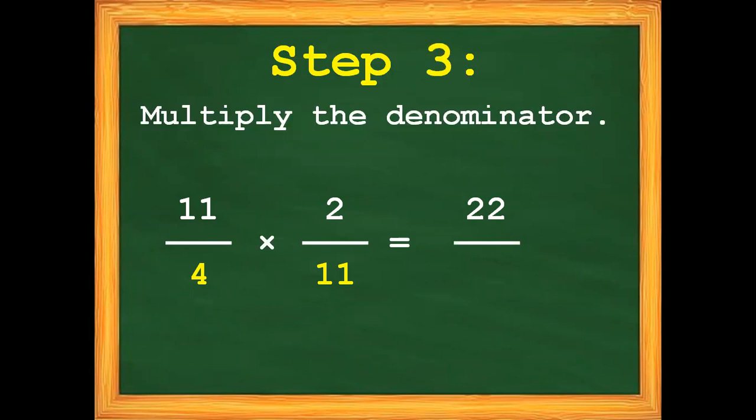Step number 3, multiply the denominator. We have 11/4 times 2/11. So let's multiply 4 and 11. 4 times 11, the answer is 44.